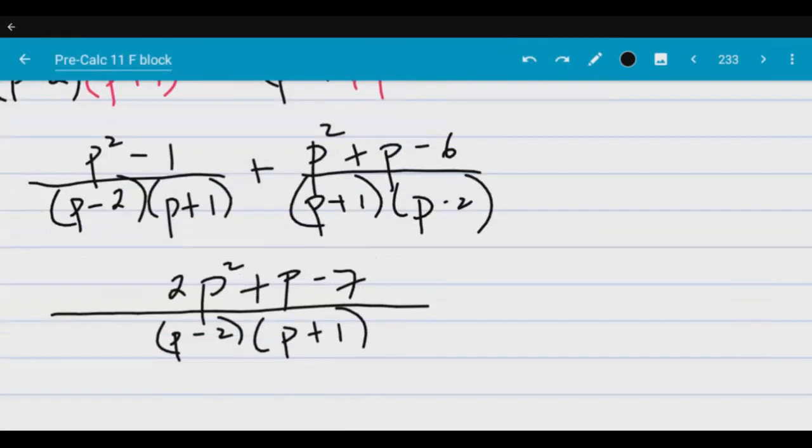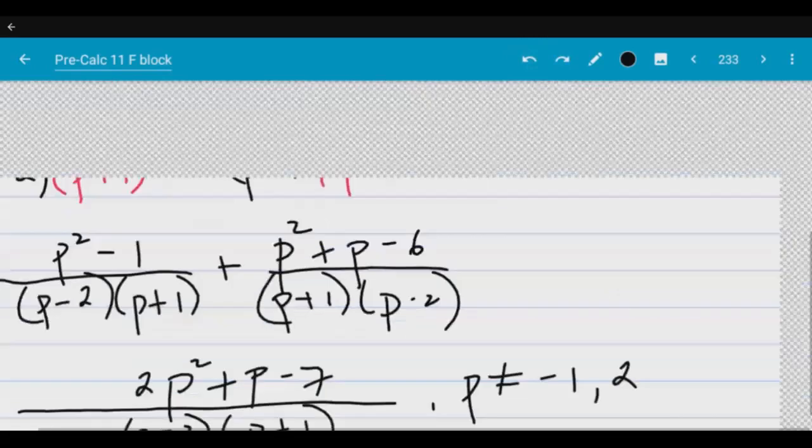So in this case, the final answer is going to be 2p squared plus p minus 7. Oh, let's not forget the non-permissible value. Please, p cannot be equal to negative 1 because of this. Okay, and p cannot be equal to positive 2 because of this. All right, next one.